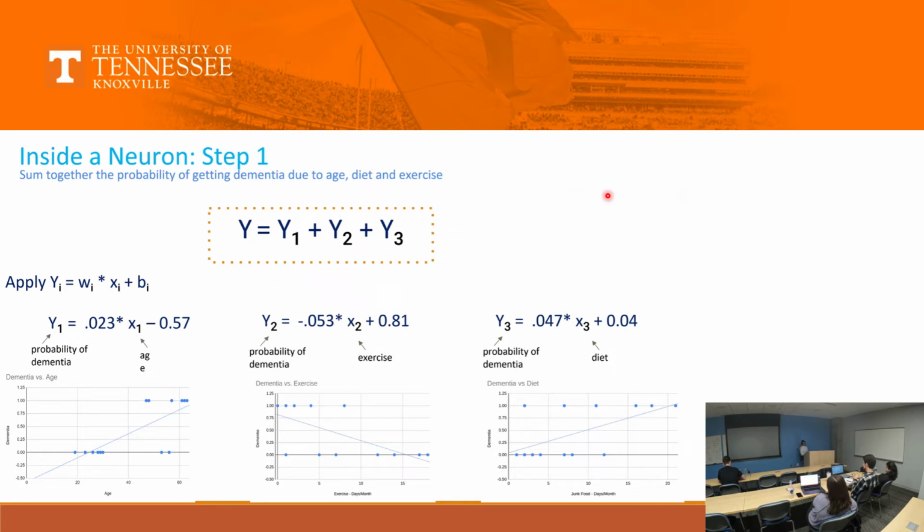Now what happens inside the neuron? The same thing. The decision that you were making outside is happening in one neuron. So in this one, you saw that the probability of dementia depends on a factor called age. So out of this, I will have a probability output for dementia with the age I give.